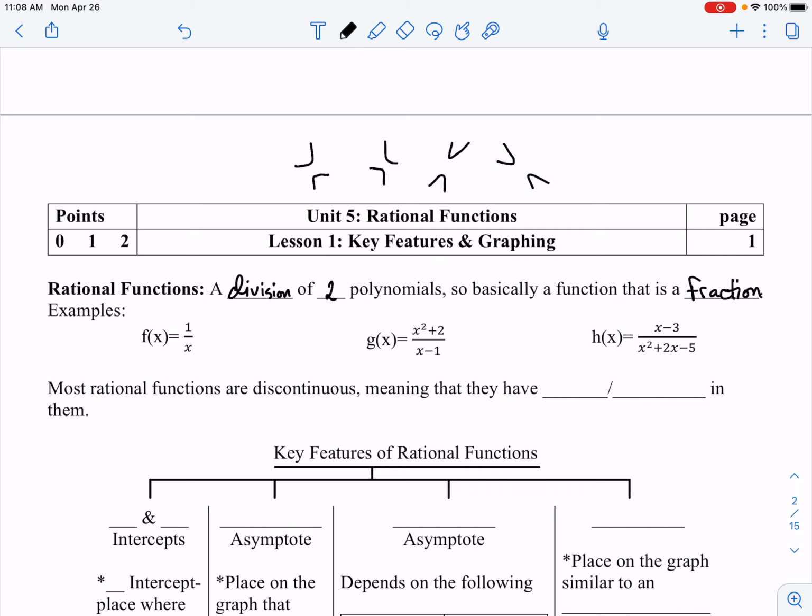X and y intercepts we should be somewhat familiar with. Remember, the x-intercept is the place where the graph touches or crosses the x-axis. To find the x-intercept, you want to set y equal to 0 and solve for x, and then the exact opposite for your y-intercept. Y-intercept, place where the graph crosses or touches the y-axis. Set x equal to 0, and you want to do PEMDAS. Okay, this is going to result in a value.